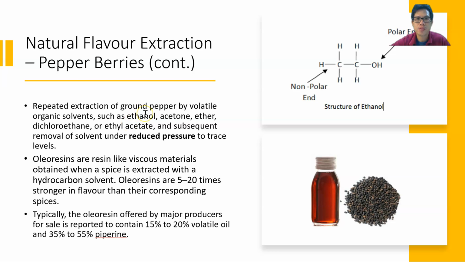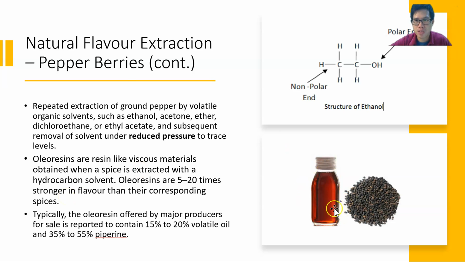So then after that, you put in the solvent again and repeat the process. What happens is that you get a concentrated extract, what we call oleoresin. Oleoresin is the concentrated material, and it's very viscous. Usually it is about 5 to 20 times stronger in flavor than the corresponding spice, which means it's very concentrated. An example is here. The oleoresin is a very dark color, from the peppercorn.